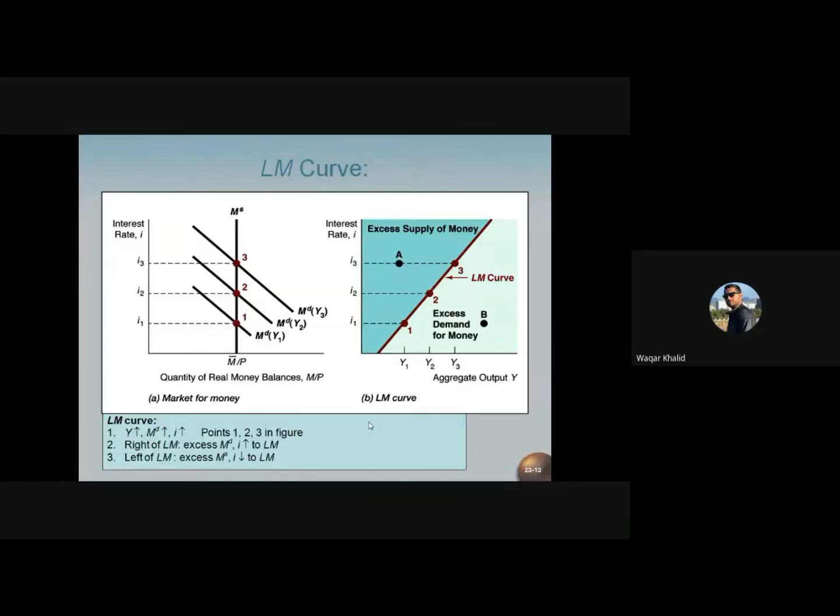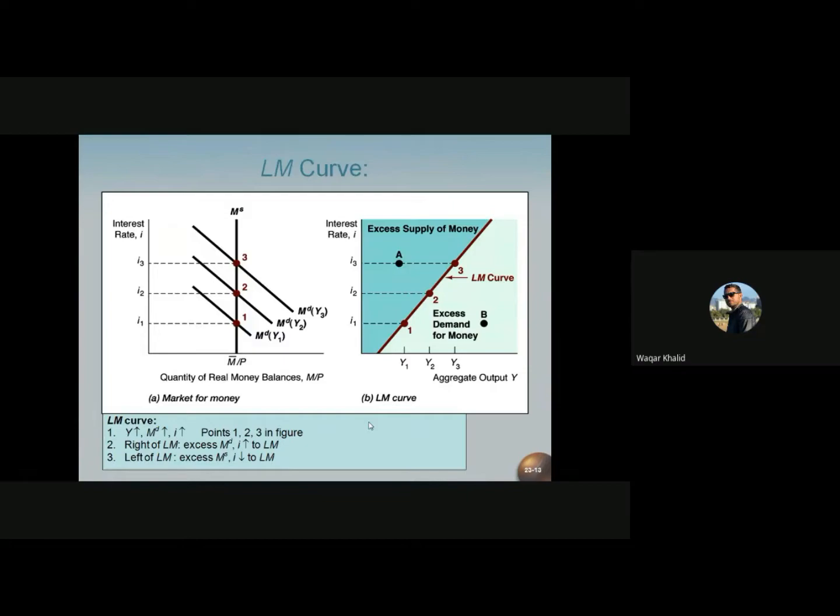The LM curve. As we discussed, the IS curve is derived from the equilibrium condition in the goods market. Similarly, the LM curve is derived from the equilibrium condition in the market for money. And what is the equilibrium condition? When the quantity of money demanded is equal to the quantity of money supplied, we can say that the money market is in equilibrium. And this relationship can be derived from the concept of the LM curve.